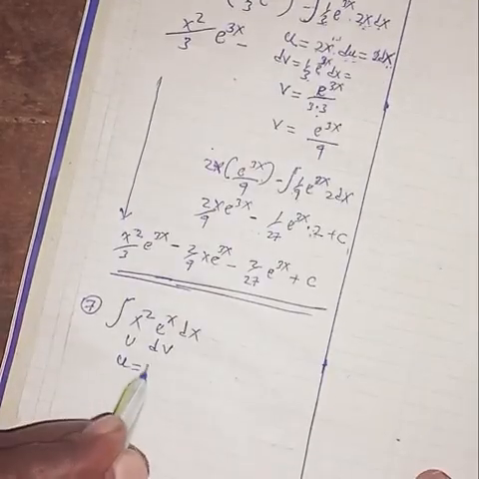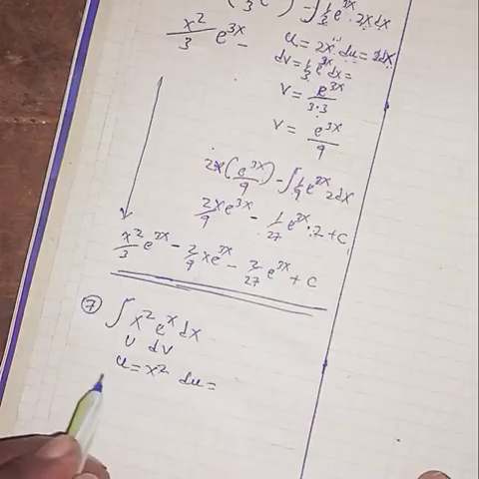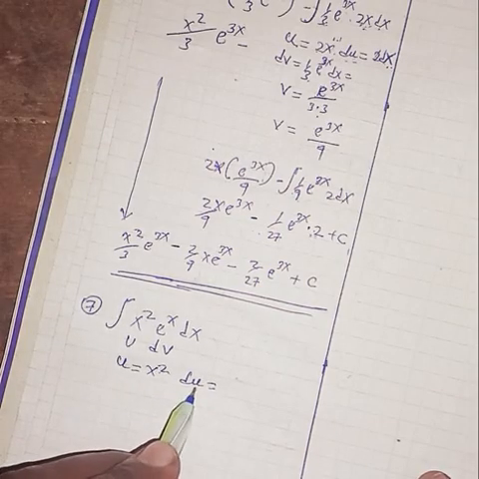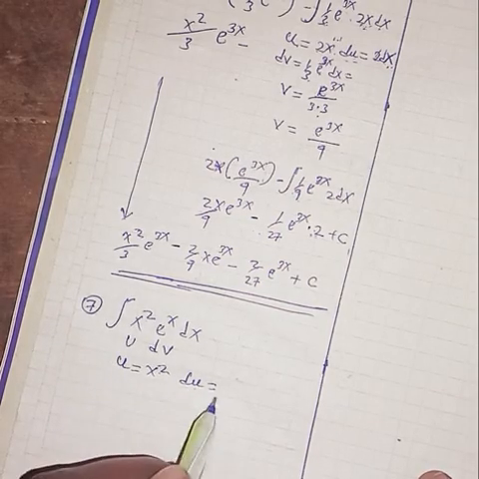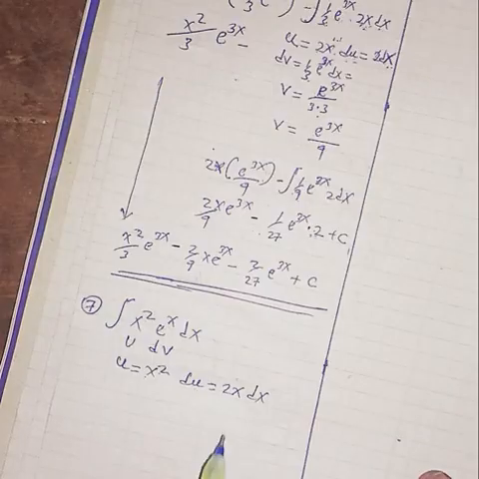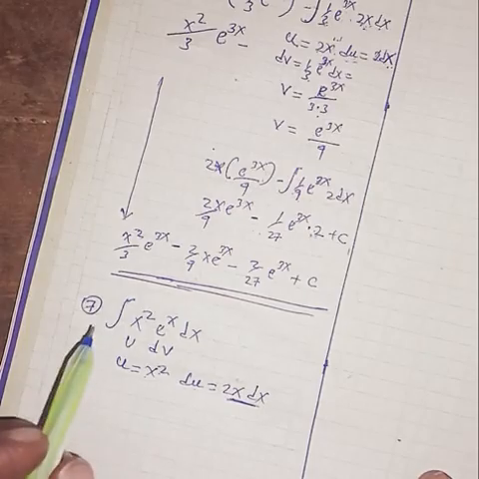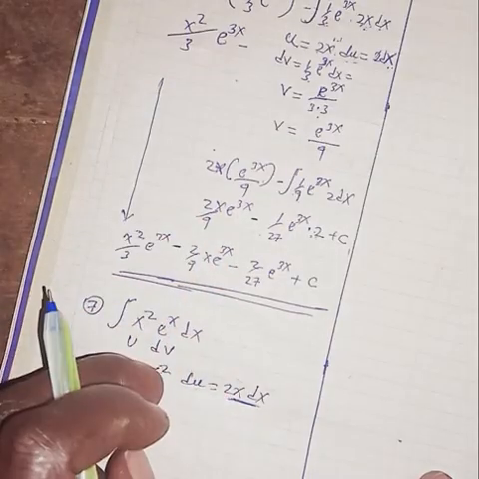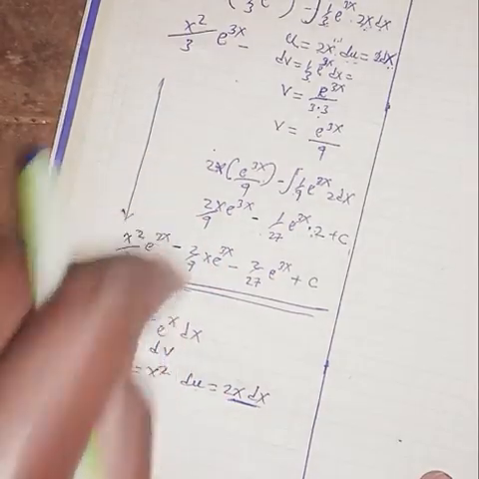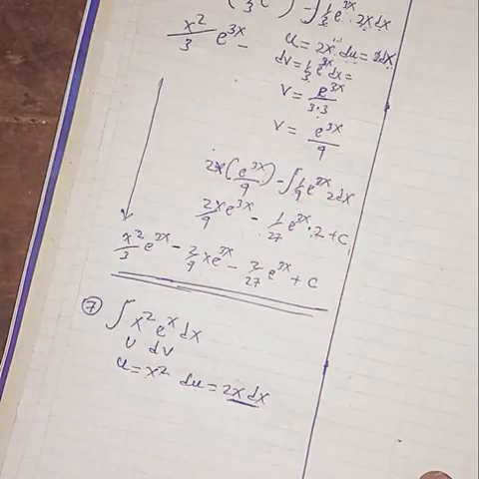Take u to be x square, so du now will be, remember when you are finding du, you differentiate u, and you know how to differentiate it. I don't want to teach you. What have you realized with this again? It's just like the same question. That is why I tied this question to this one, so that if you didn't get it in this one, you get it in this one.